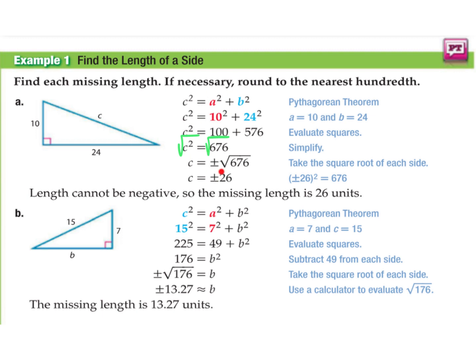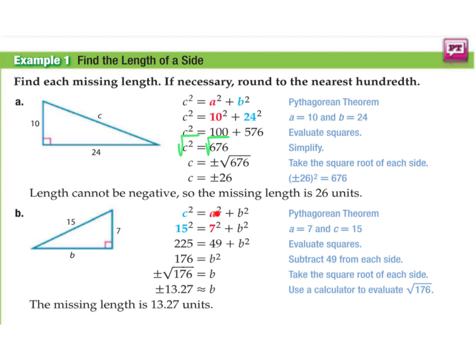But because this equation is based off of this actual figure, this triangle, and actual measurements, there is no such thing as negative units when you're talking about measurements, right? From here to here, it's 26 inches. It's not negative 26 inches, or negative 26 feet. The distance is always positive, so you're not going to put a plus or minus. It's just 26, okay? The length cannot be negative, so the missing length is just 26 units.